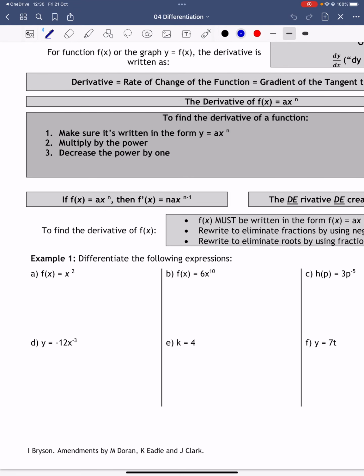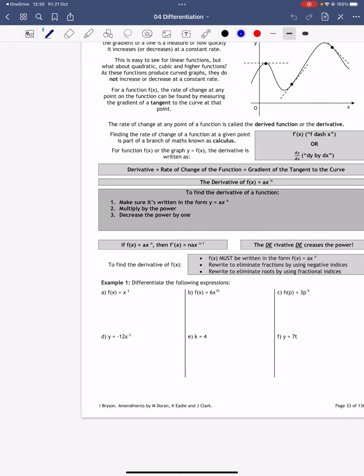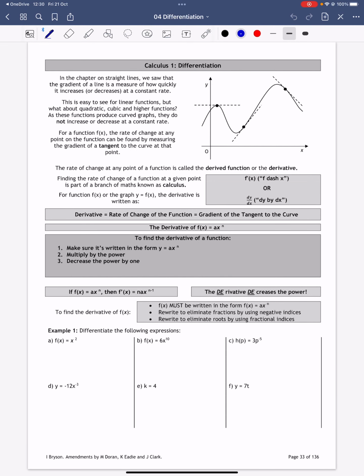Okay, in this video we're going to take a look at the beginning of basic differentiation. Differentiation is our ability to find the gradient of a tangent to a curve at any point in time. In order to find the differential, we make sure that we follow these three steps. First of all, we make sure that our expression is written in the form of y equals ax to the power n.